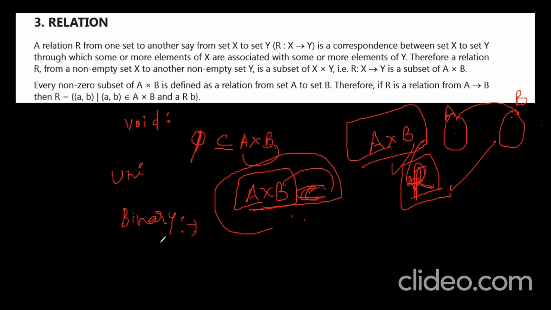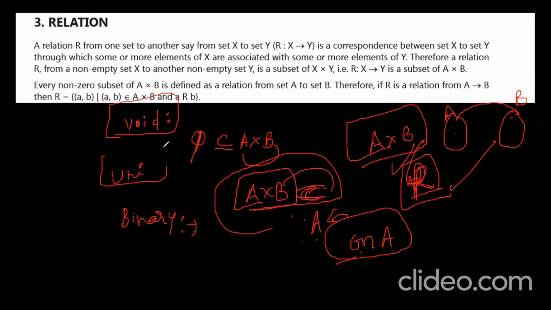Suppose I am taking a relation on the set A to itself. A relation on the set A to itself is called a binary relation on A. Binary relation on A. Like this, we can observe the different concepts which are related to the relation.